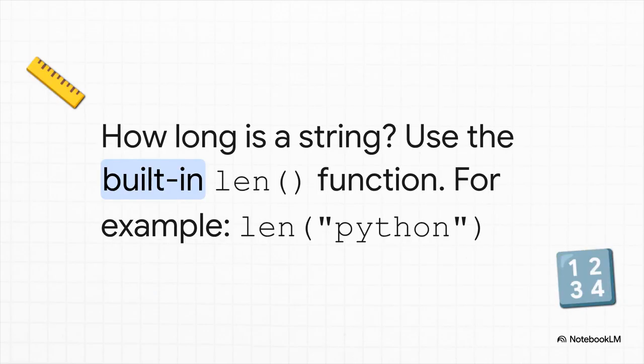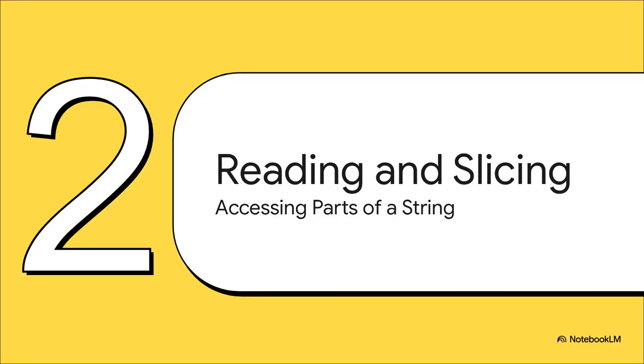All right, so you've got a string. One of the first things you'll probably want to know is, how long is it? Python makes this ridiculously easy with a built-in function called len. You literally just pass your string to it, and it does all the work. And there you have it. It just tells you the number of characters. The string Python has 6 letters, so len gives you back the number 6. Pretty simple, right?